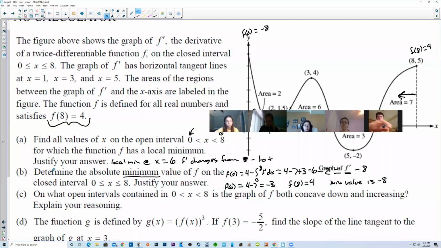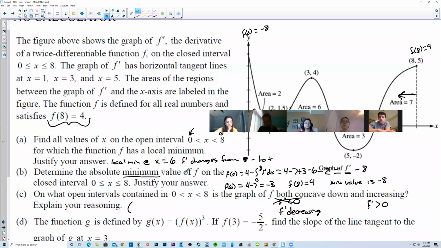C, how am I doing? 5 minutes. On what open intervals contained in 0 to 8 is the graph of f both concave down and increasing? Now we could say that for concave down, the second derivative is negative, but we really don't have the second derivative. We only have the first derivative. So we want to know where the first derivative is decreasing. If the first derivative is decreasing, we know the second derivative is negative. And where the function is increasing is where f prime is positive. So we want to know where that's happening. Explain your reasoning.